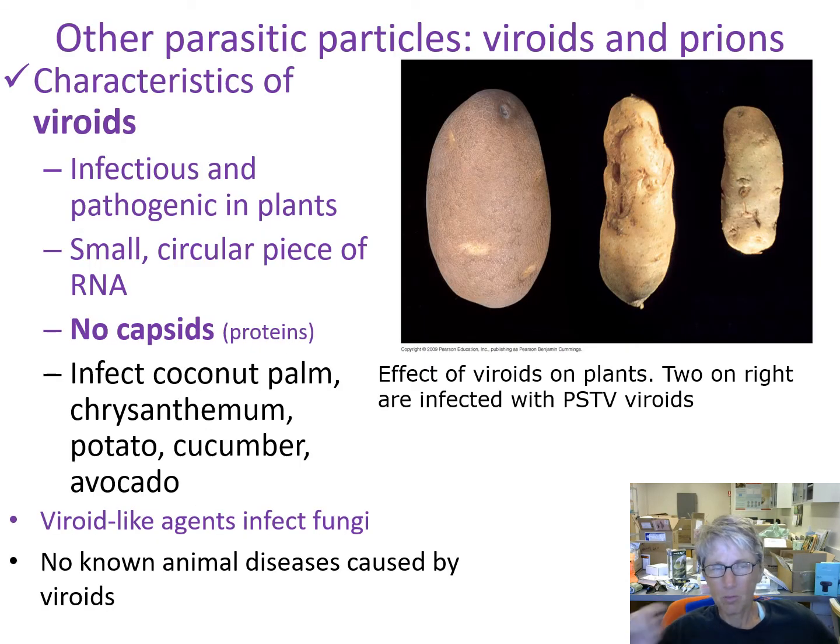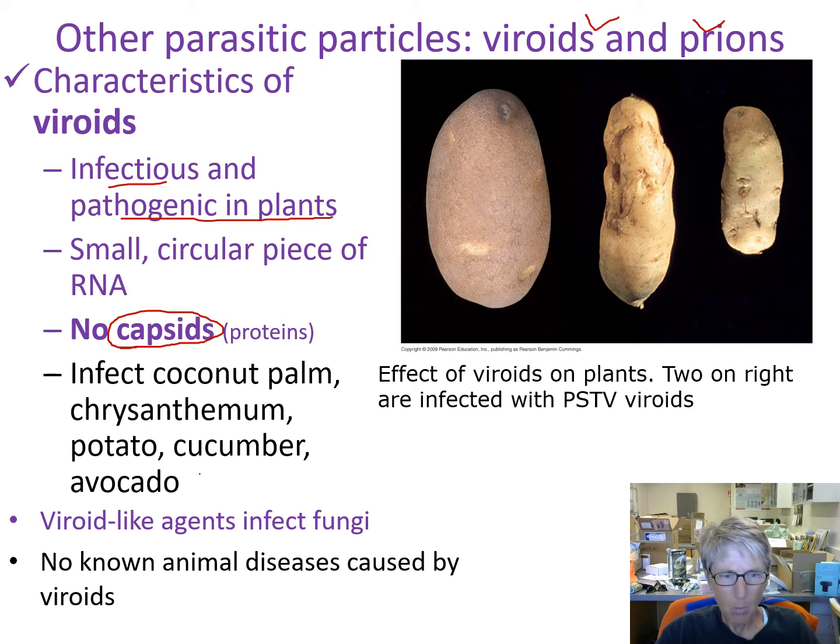So let's just briefly look at other parasitic particles that we said we would talk about. We said we would talk about viruses, viroids, and prions. A viroid is a small circular piece of RNA. There's no capsid, so it's not like a virus. It doesn't have any protein capsid around. It's just a small circular piece of RNA. It's infectious. It's pathogenic in plants.